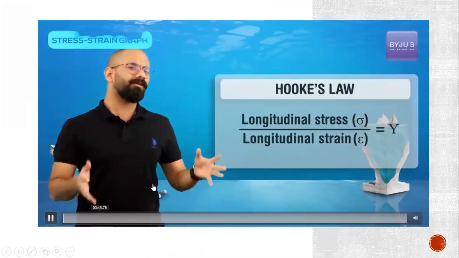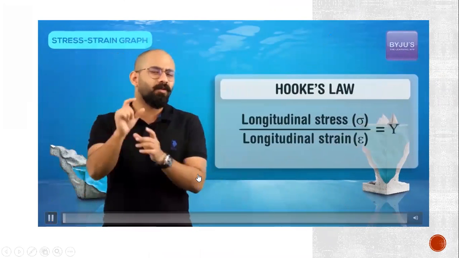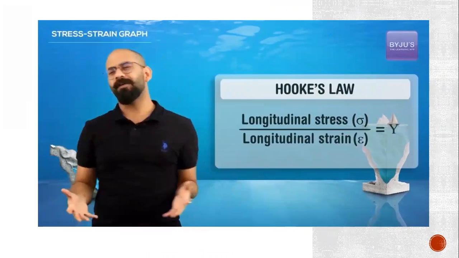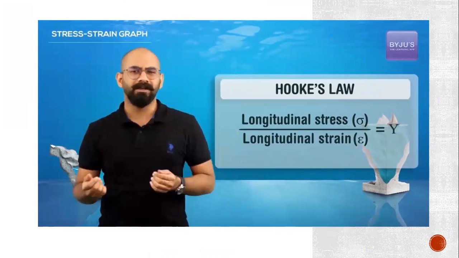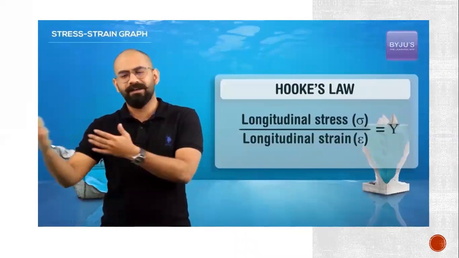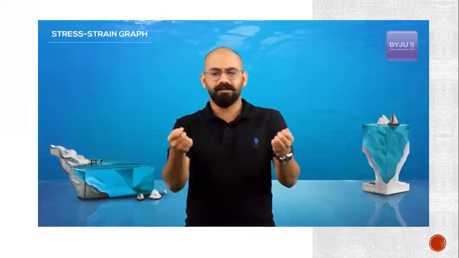Hooke's law is valid only up to a certain limit, and only for small stresses. But how do we find that? And more importantly, what happens beyond that point if I increase the stress? We also know that at some point, if I increase the stress too much, a body will break, right? We have seen stuff breaking. So how does all this happen?